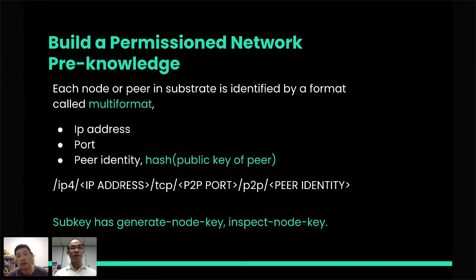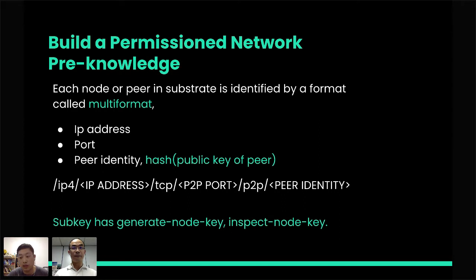In Substrate, each node or peer is identified by a format called multiaddr. It's provided by libp2p, a library for peer-to-peer network connection, extracted from the IPFS project. A multiaddr provides three pieces of information: the IP address, the port for your application to listen on, and a peer identity, which is a unique identifier for your peer in a distributed network.